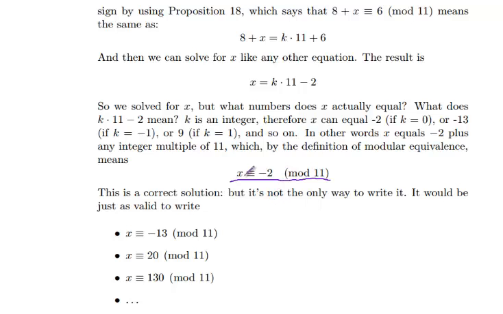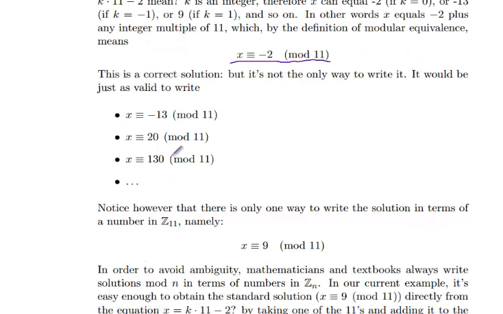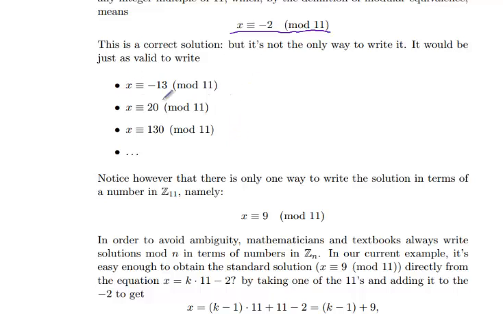Now there are many numbers that are congruent to minus 2 mod 11: minus 13, 20, 130. All of these are congruent mod 11, and so these are just as valid ways of writing the solution. However, there's only one way to write this modular equivalence using a number in the integers mod 11. None of these numbers, minus 2, minus 13, 20, 130, are actually integers mod 11, because integers mod 11 are between 0 and 10.